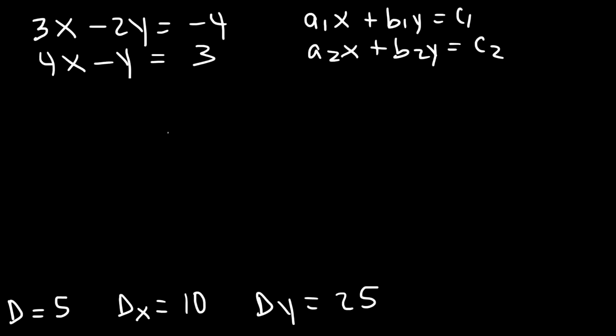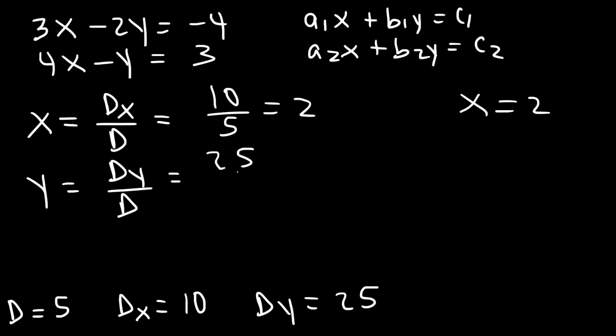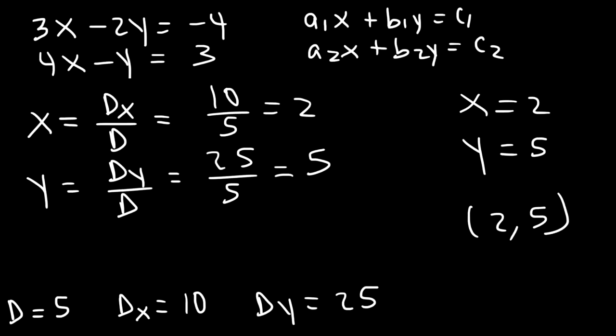Now we can finish the problem. So x is going to be dx divided by d. So that's 10 divided by 5, which is 2. So x is equal to 2. And y is equal to dy divided by d. dy is 25, d is 5. 25 divided by 5 is 5. So y is 5. So we have the solution 2, 5. And if you want to check your work, simply plug it in to the original equation.